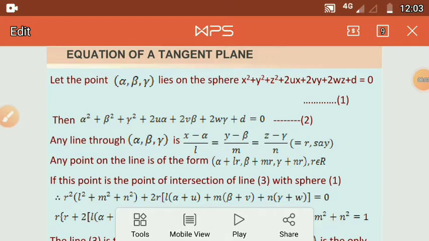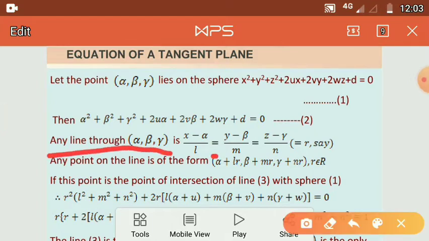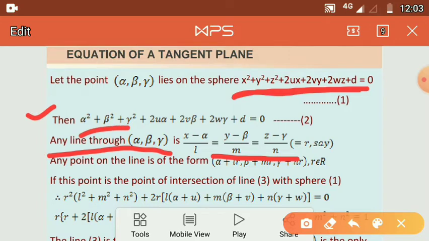The equation of any line through alpha, beta, gamma can be written like this: x minus alpha by L is equal to y minus beta by M is equal to z minus gamma by N. So here alpha, beta, gamma is a point on the sphere, and hence it satisfies the equation of the sphere, and hence we can write like this. This is equation number 2, and this is the equation of any straight line passing through alpha, beta, gamma.